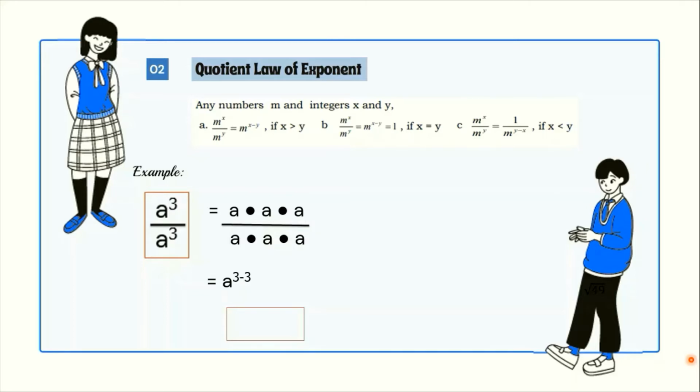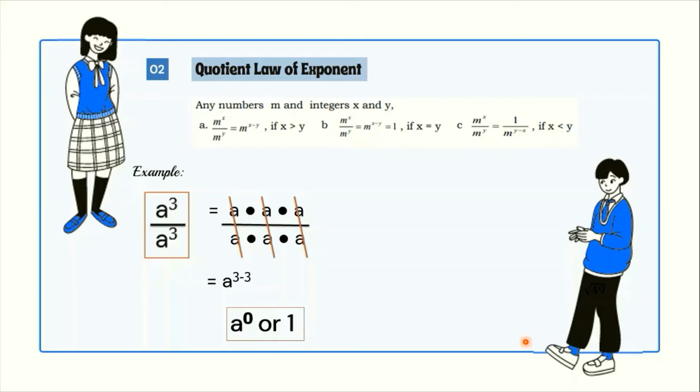Yan ay magiging a raised to the power of 3 minus 3 dahil x minus y pa rin naman ito. Cancel natin yung 3 magkakapareho. Wala nang natira. And 3 minus 3 is 0. Kaya magiging sagot natin ay a raised to the power of 0. Ang exponent ay magiging 0 or simply 1. In fact, every base na may exponent na 0 ay laging equal to 1. b raised to the power of 0 is also equal to 1. Ganon din yung 1 raised to the power of 0, 1 din yun. 5 raised to the power of 0, 1 din yun. Basta ang exponent ay 0, laging 1 yung kanyang value.